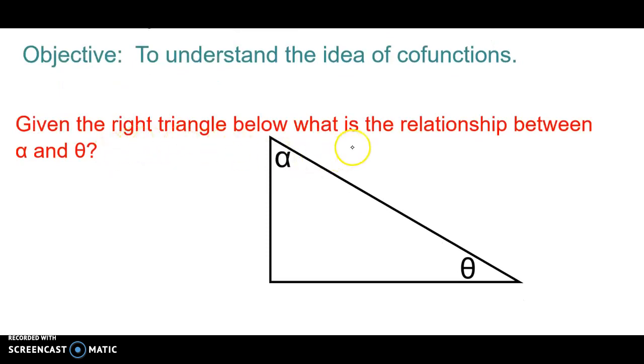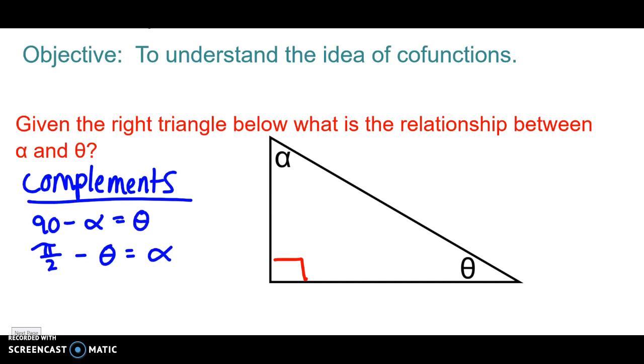It says, in the right triangle below, what's the relationship between alpha and theta? Also assuming that this is a right angle. Okay, I probably should redo this, but whatever. Anyway, so what's the relationship? Take a moment, think about it, then we'll write it down.